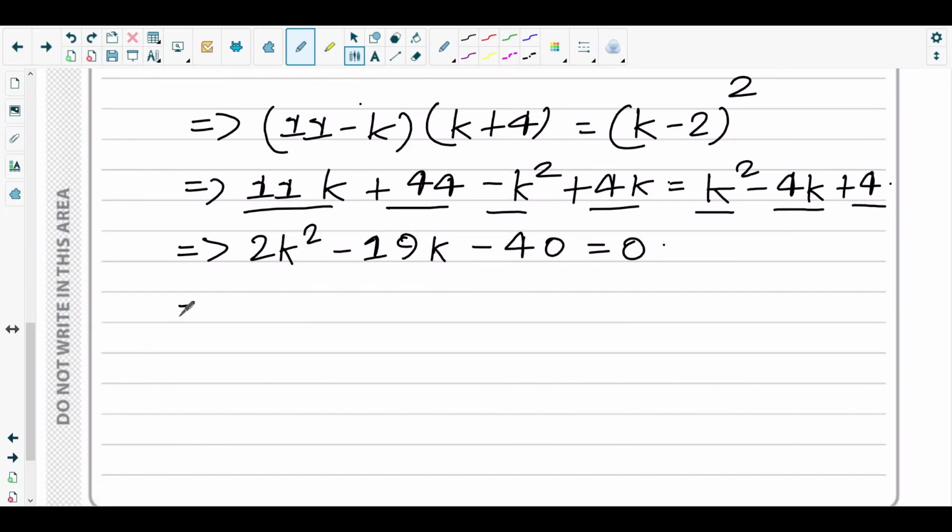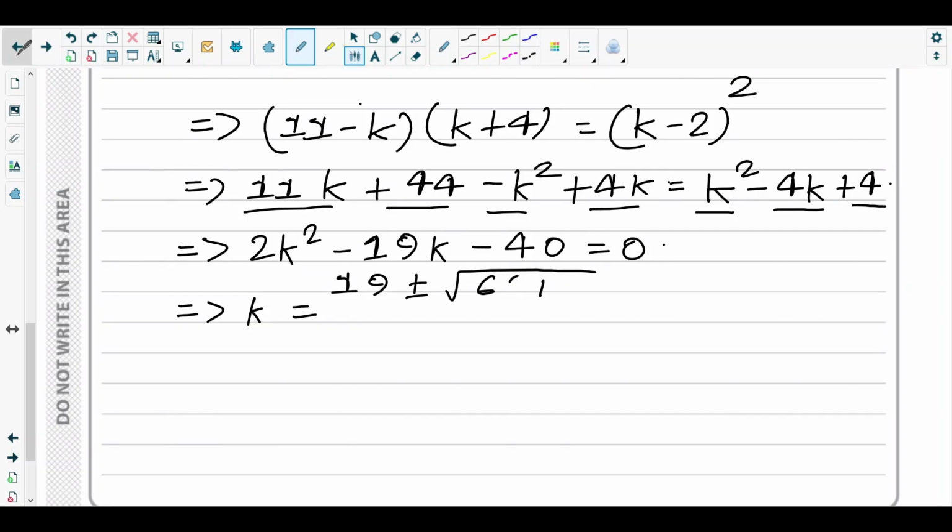Now let's solve this quadratic equation. Is it possible to do the middle term? 40 times 2 is 80, and 19. Okay, to get 80, let's apply the quadratic formula. This is minus b plus or minus the square root of b squared minus 4ac. b squared is 19 squared minus 4 times 2 times negative 40. That would give you 681.